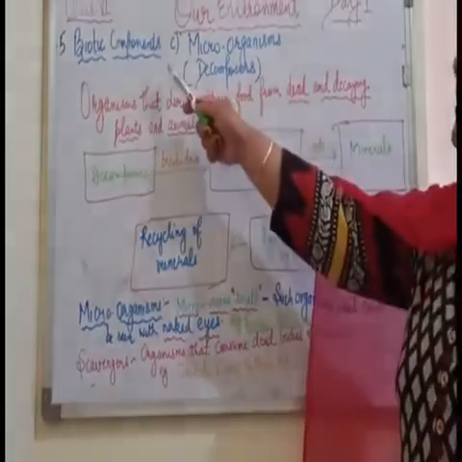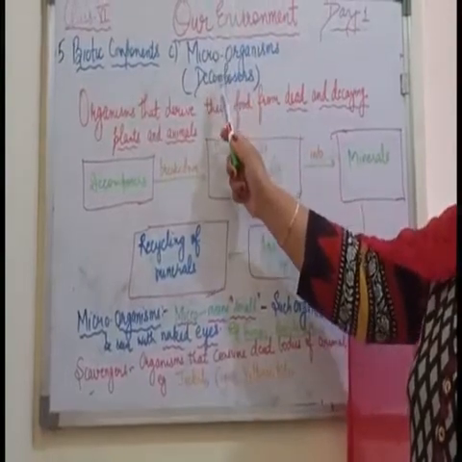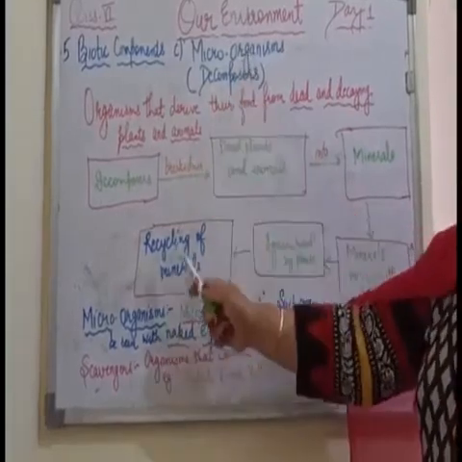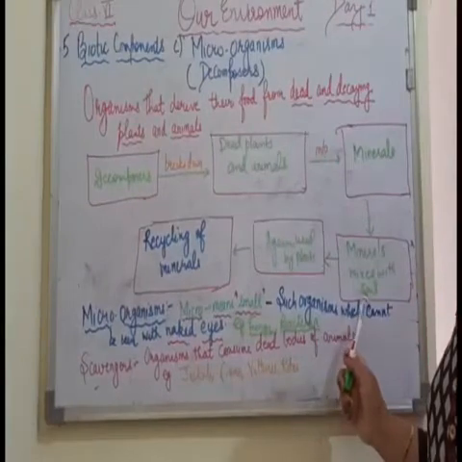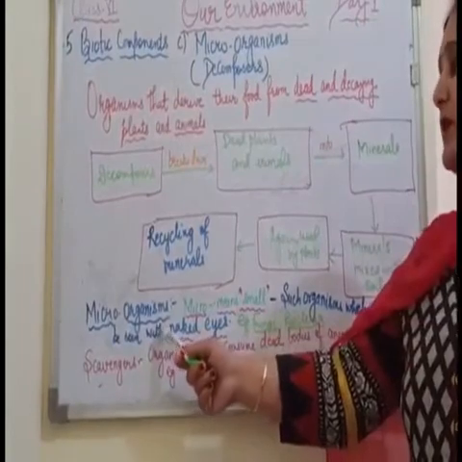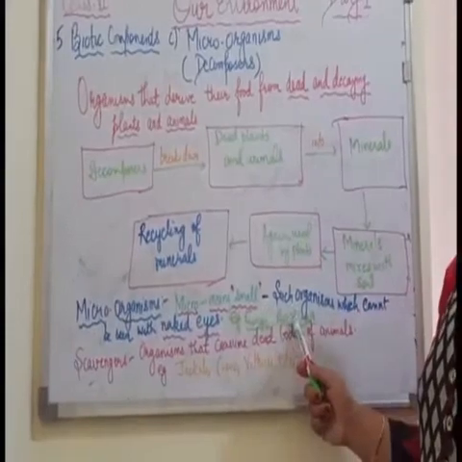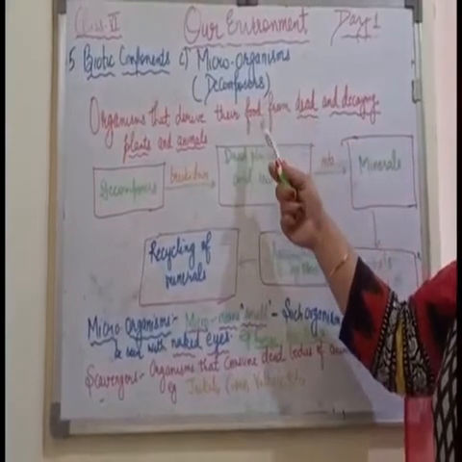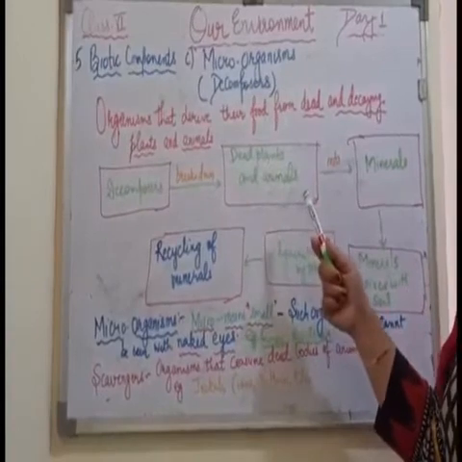So coming to next topic, biotic component. The another part is microorganisms, which are also called decomposers. First you should also know about microorganisms. Micro means small, tiny. Organisms which we can't see with the naked eye, we can only see under a microscope, are called microorganisms, like fungi and bacteria. Clear? Why they are called decomposers? As they break down the dead plants and animals into simpler form, which are called minerals.